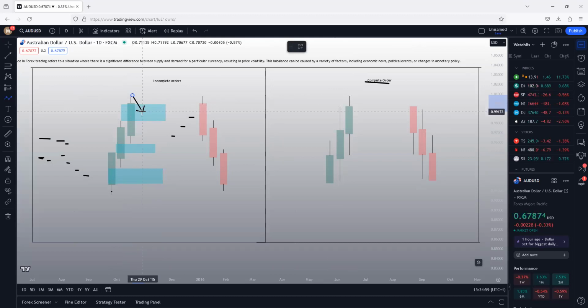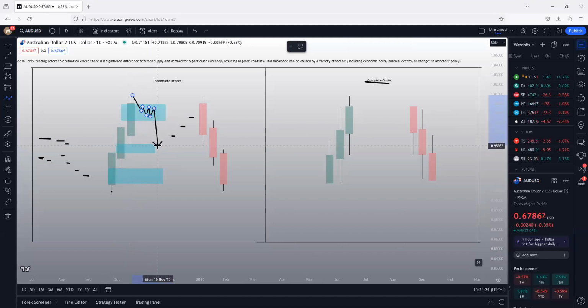The Australian dollar is falling. In this case, I imagine wherever there is an imbalance, we have marked with blue color. In those parts, we will see order blocks. Why? Because order blocks are a complete order. In the part where it is a full order, it is these wicks. From this wick to this wick, it is a complete order, and it is an order block.